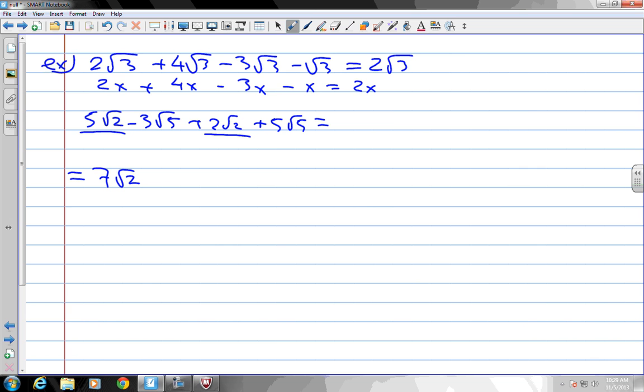And at the same time, negative 3 square roots of 5 plus 5 square roots of 5 will give me 2 square roots of 5. And that's all I can do. I won't be able to go any further. I cannot combine expressions that have different radicals. Is that okay?